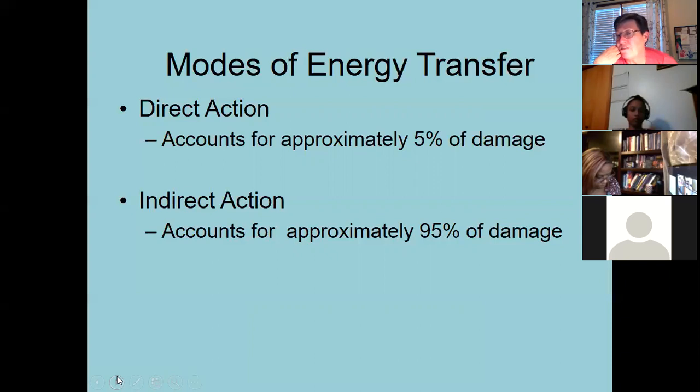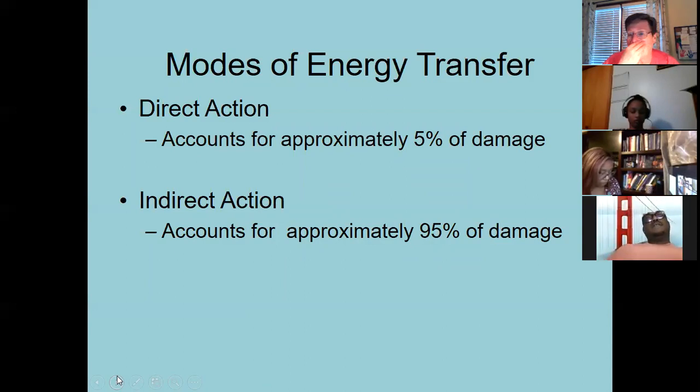If direct action accounts for 5%, indirect accounts for 95%. More recent estimations say really it's even higher. Almost 100% of energy transfer to the biologically important molecules occur via indirect action. So it's probably 98% instead of 95%. Yeah, somewhere in there. I mean, the vast majority of damage done to those target molecules is done via indirect action.